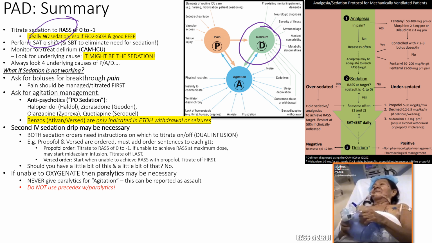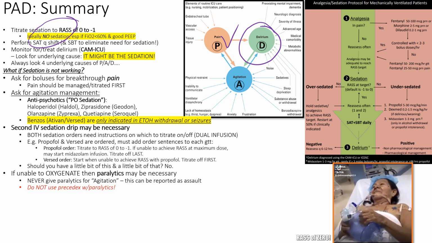Okay, so we're looking at fixing pain, agitation, or delirium. Which one do we fix first? Pain, right? That's our A in our ABCs, right? And what if sedation is not working? So you can get breakthrough pain boluses to give medication for pain control. You can ask for PRN antipsychotics for agitation. So yeah, you can give these guys to fix it. And benzos, again, are not the one to give for agitation. And then you can have a second drip for sedation if they're really, really wild.